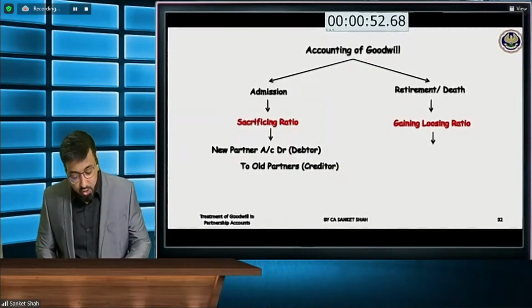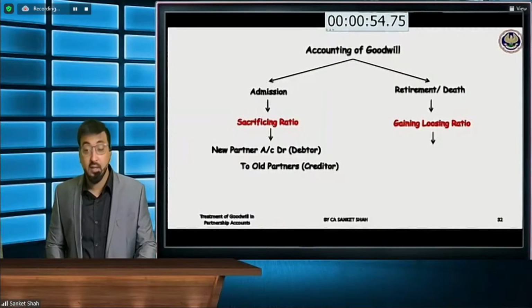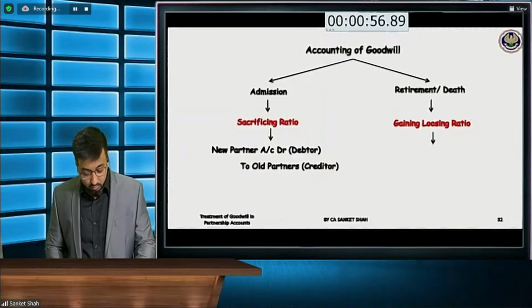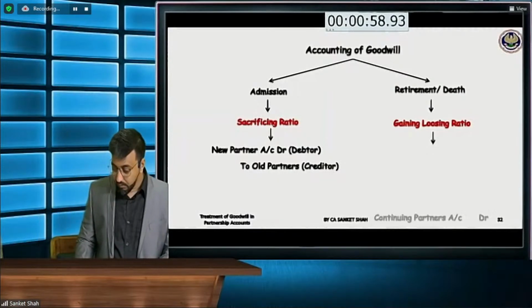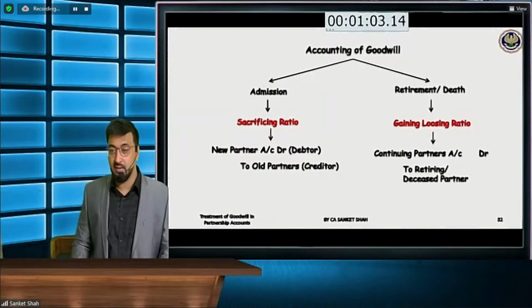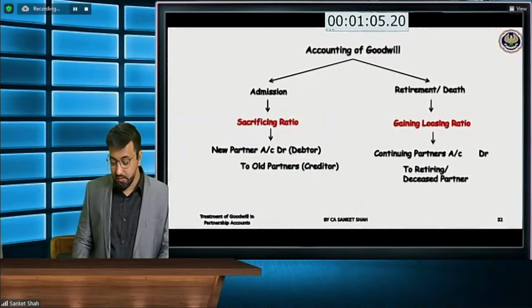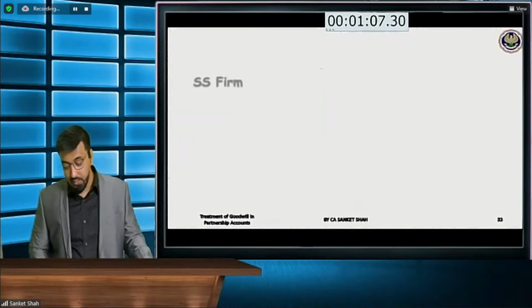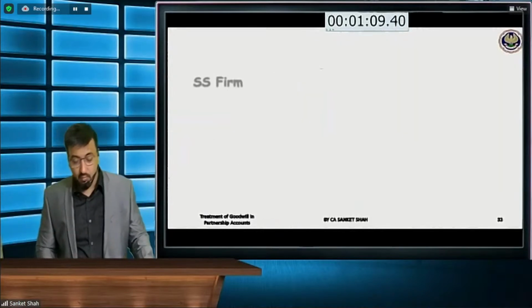Gaining ratio, the entry is very simple. The continuing partner will bring this amount, and the retired or deceased partner will be credited. We have to pay them.